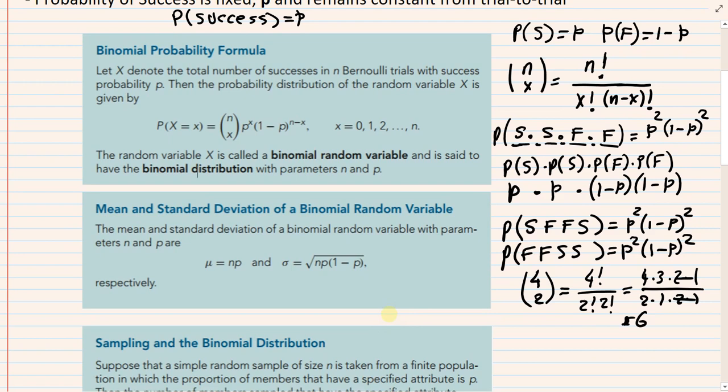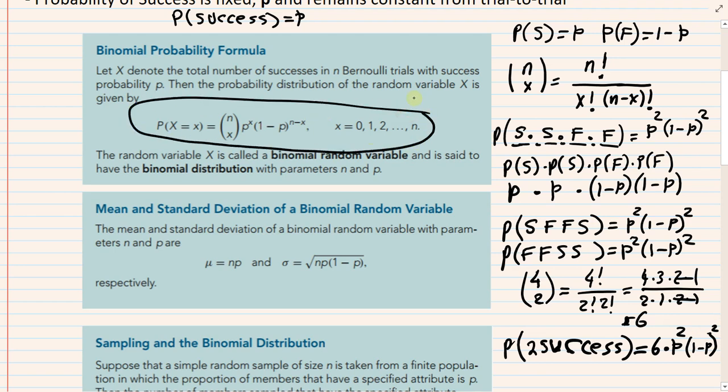Because each of these sequences has the same probability of occurring, that's why we end up multiplying by 6. Otherwise, I would have to add this probability plus this one plus 3 more like it. Because every one of them is the same, and I have repeated addition of the same expression, I can write it as multiplication. So the probability of 2 successes is going to be 6 times p squared (1 minus p) squared. That's just for my made-up example on the margin. I just want to clarify this formula a little bit for you.